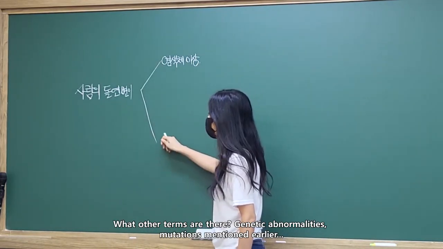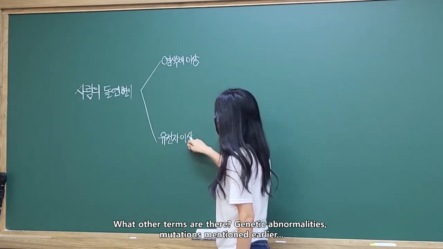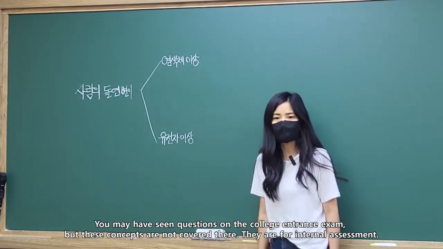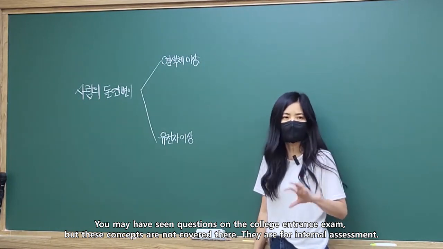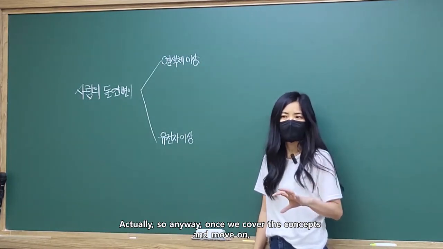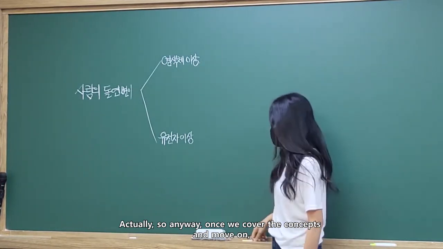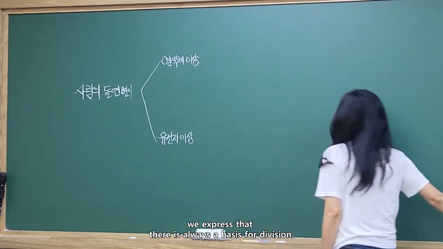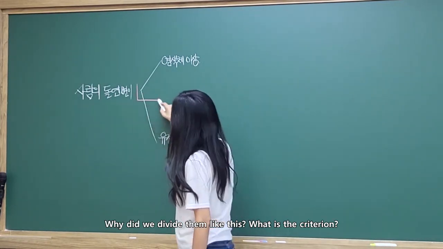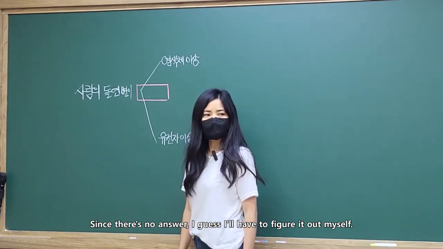What other terms are there? Genetic abnormalities, mutations mentioned earlier. You may have seen questions on the college entrance exam, but these concepts are not covered there. They are for internal assessment. Once we cover the concepts and move on, we express that there is always a basis for division. Why did we divide them like this? Since there's no answer, I guess I'll have to figure it out myself.